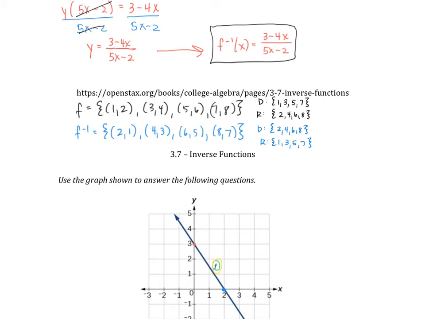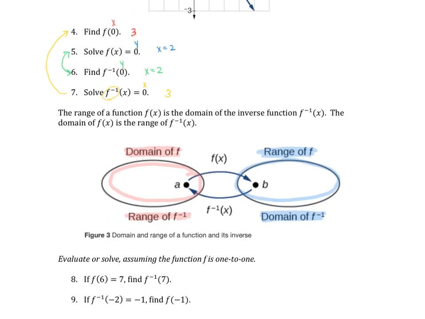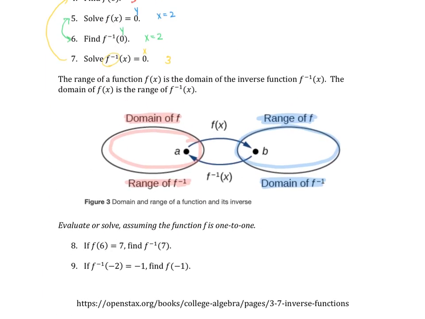Okay, so what I want you to notice here is the domain of the black is the range of the blue, right? The domain of your original is the exact same set as your range of your inverse. Same is true for the range of the original and the domain of the inverse. The same set. You're interchanging your x and your y's, so that makes sense that those are the same. That's what this graphic is saying.